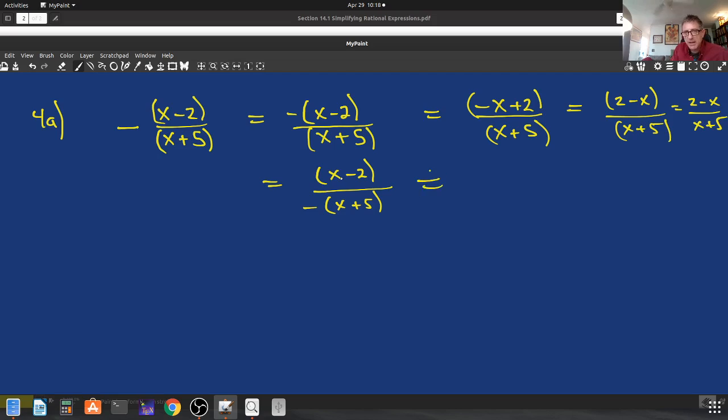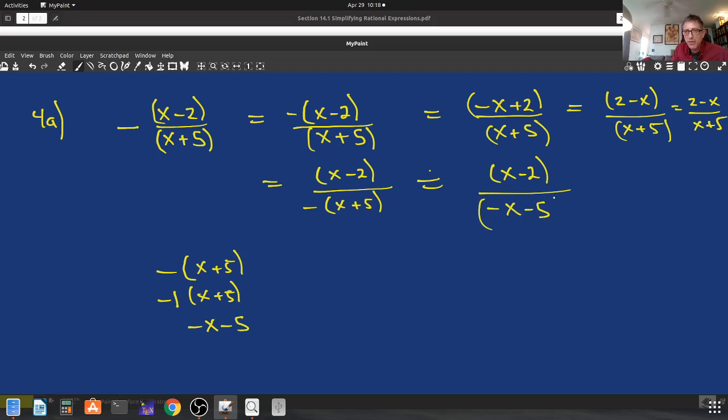Well, let's do the same thing down here, except this time I'm going to leave my numerator and I'm going to take away the negative by multiplying both terms by minus 1. So remember, one way to think of minus x plus 5 is it's minus 1 times x plus 5, which is the same as minus 1 times x, which is minus x. Minus 1 times 5 is minus 5. And I just did it, minus x minus 5. And you can put the whole thing in parentheses and that's the fourth.